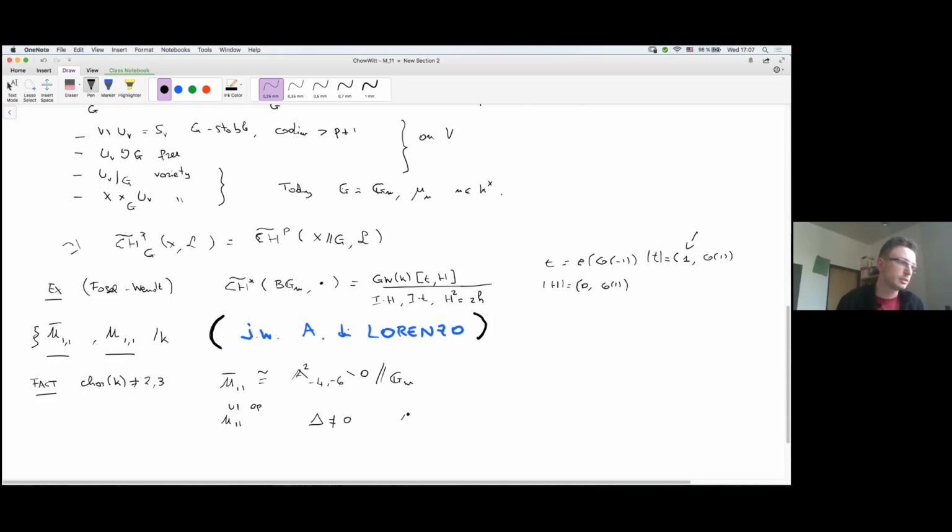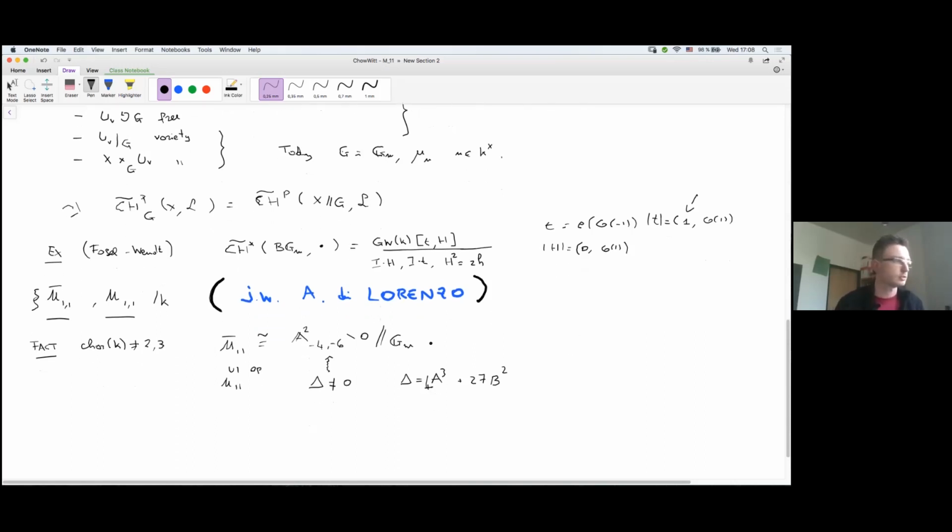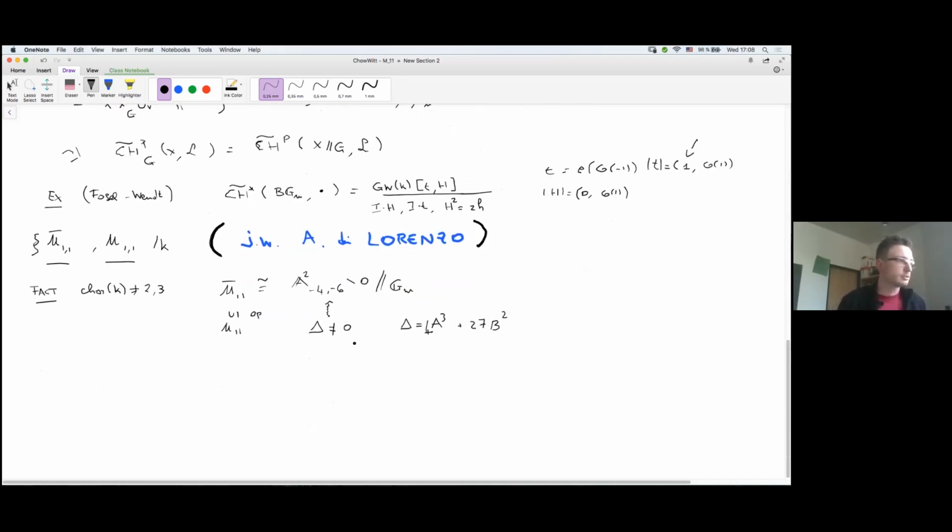I'll just write it like this, where delta is now, oh, I forgot, if I remember correctly it should be something like this. There is actually some other coefficient that can be ignored. I think there is a 16 somewhere, but we ignore it since we are in characteristic not 2. So this description tells us pretty much how to start computing the Chow-Witt ring. But before we start, maybe I'll just write the result.